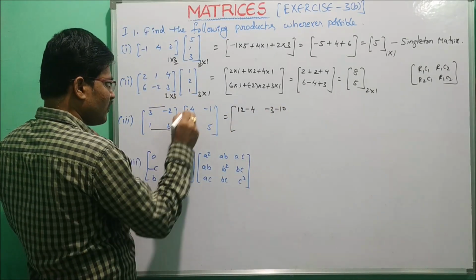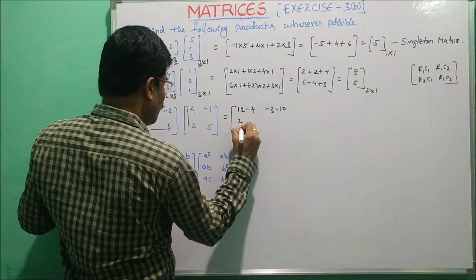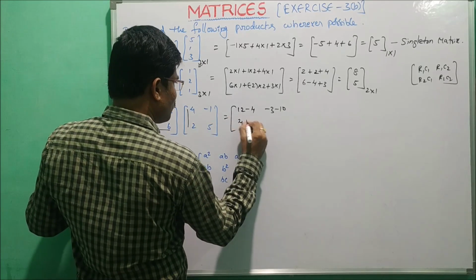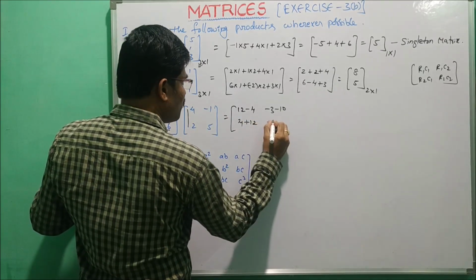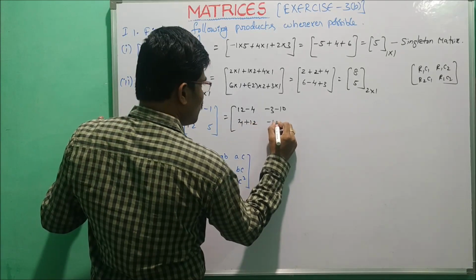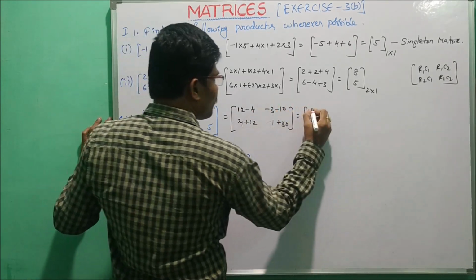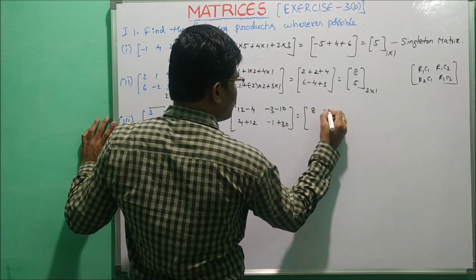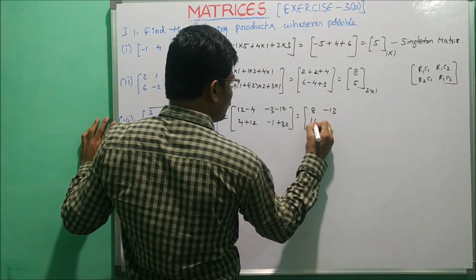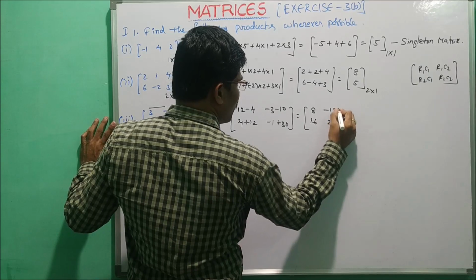Next we have to take second row, first column, 1 into 4, 4, 6 into 2 plus 12, 1 into minus 1 minus 1, 6 into 5 plus 30. Now it can be simplified: in that 12 minus 4 is 8, minus 3 minus 10 is minus 13, 4 plus 12 is 16, this is plus 29.